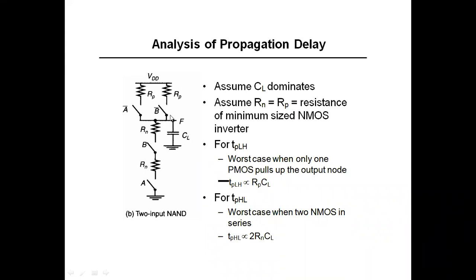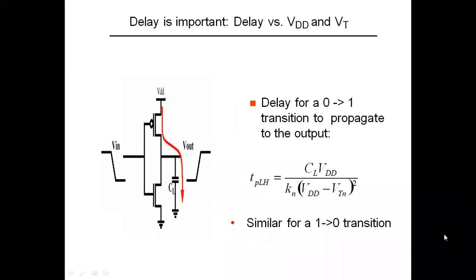So by using the voltage divider rule, you can easily calculate the RP value. It is VDD divided by Kn in bracket VDD minus VTH, squared. After solving that equation, you will get the value of TPLH, the propagation delay for low to high. It is equal to CL multiplied by VDD divided by Kn multiplied by (VDD minus VTN) squared.